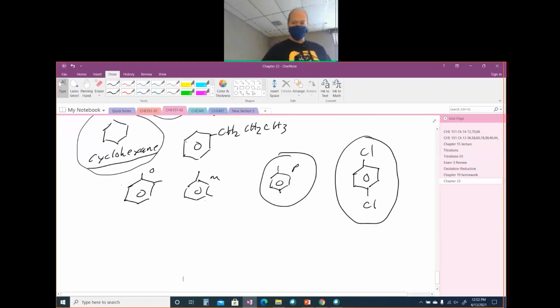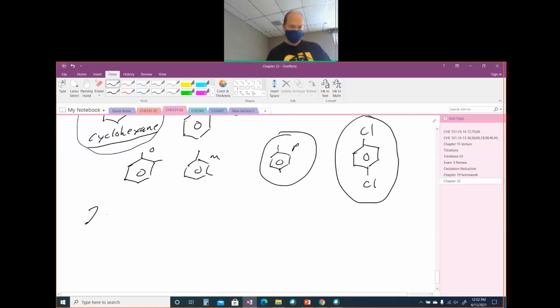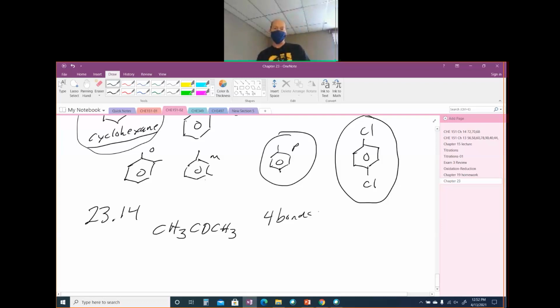All right, 2314. Identify and name the functional groups in each of the following. All right, so this is interesting because you have to be able to go from this type of condensed structural formula. All right, so again, you have to know that there's 4 bonds to carbon, 2 bonds to oxygen, 1 bond to hydrogen. All right, if you don't have this, well, then you 100% have the wrong answer.